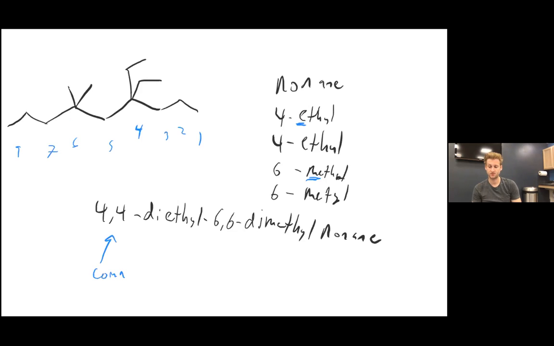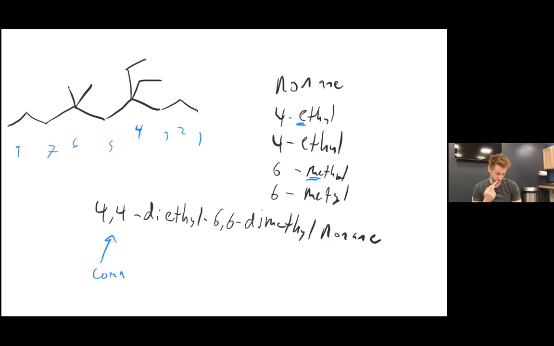Okay, any questions before I give you guys some to work on? I have a quick question. Yes. So for example, how we have diethyl and dimethyl, do we necessarily have to write like 4,4 and 6,6, or could we just have like 4 dash diethyl?